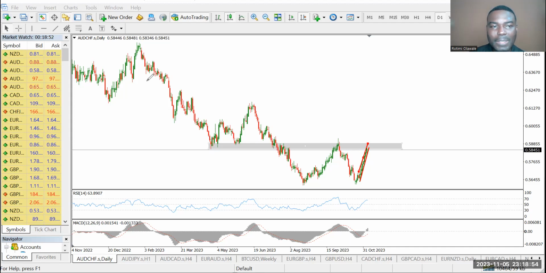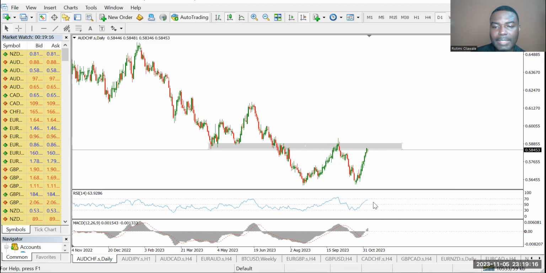So AUD CHF, you can see, has been making some downtrend for a while, some lower lows, and recently we had a bullish pullback right here. So we have an established bearish trend on this instrument. Then recently we had a pullback in the bullish direction.